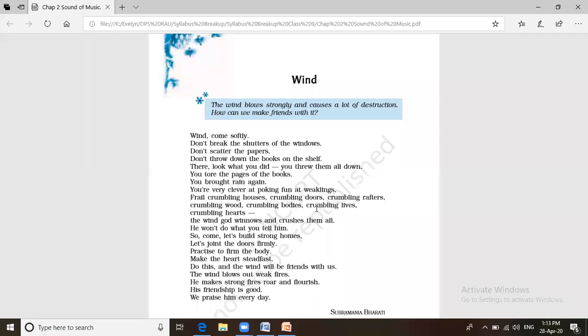Now we begin with the more important lines, in the sense that these lines are very simple. From wind till weaklings, the lines are simple because there are no layers of meaning here. Now we've come to the lines where it is layered, where there is symbolism, where there is a metaphor. All right, so we will take from frail crumbling houses till crumbling hearts.